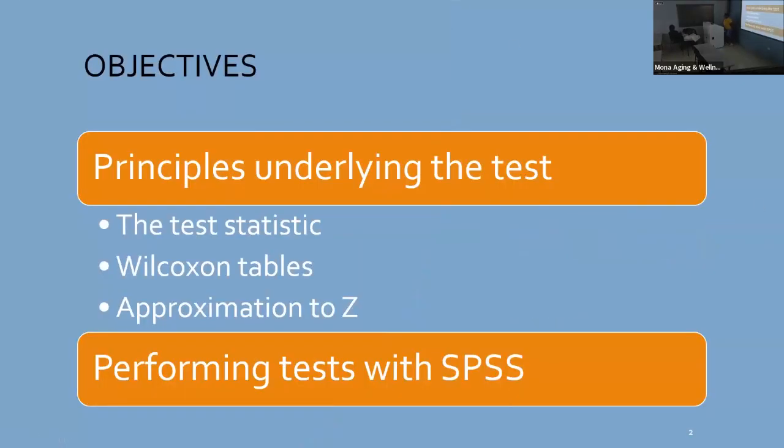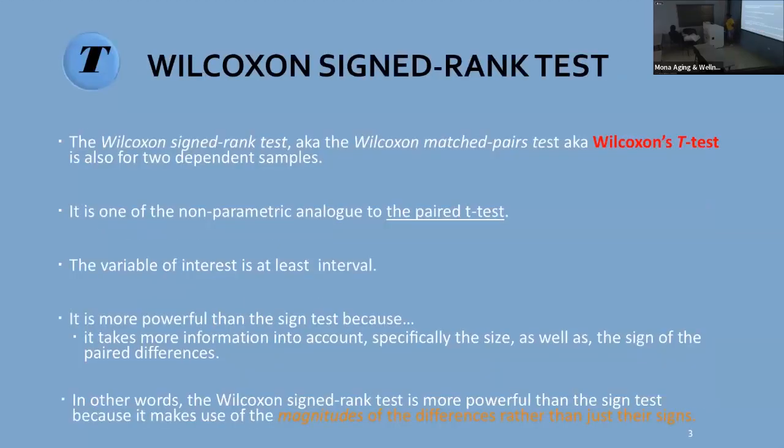All right. So for today, as usual, we're gonna look at the test statistic, the Wilcoxon table, and we're also gonna look at approximation to Z if we have to carry out this test on a sample size that is large. And then the final thing we're gonna do for today is to use SPSS to perform the Wilcoxon signed rank test.